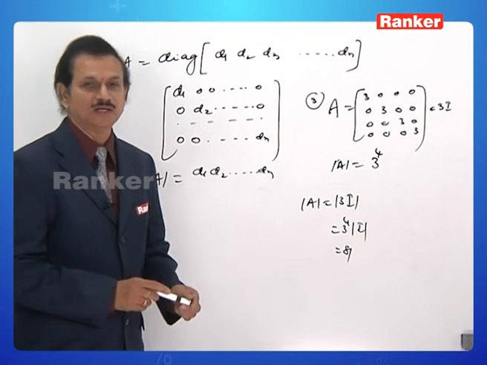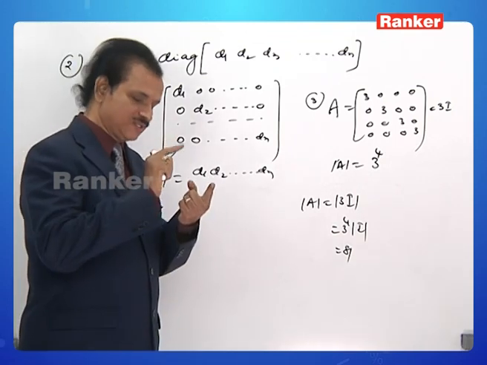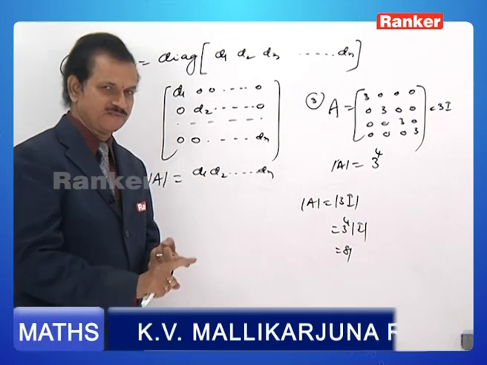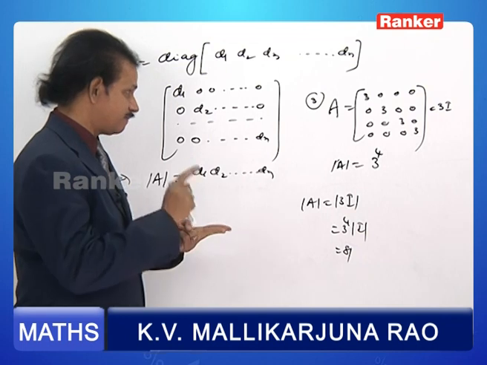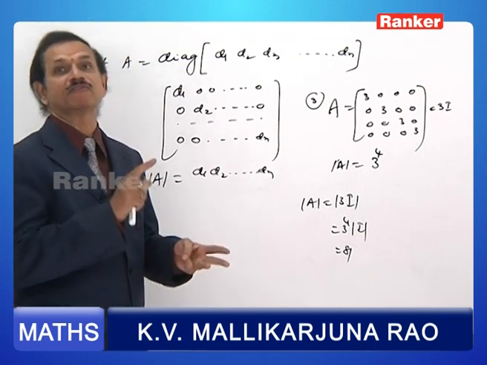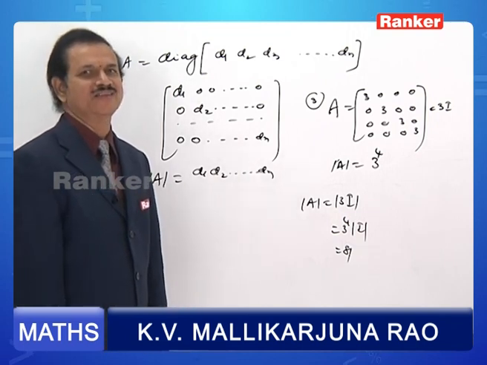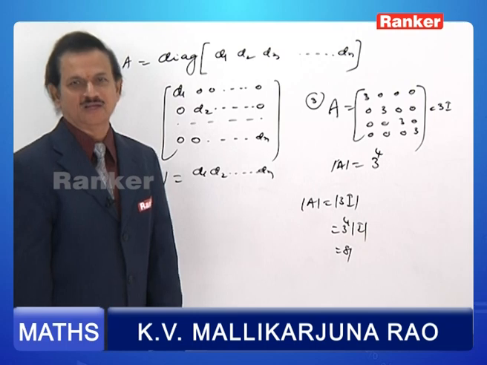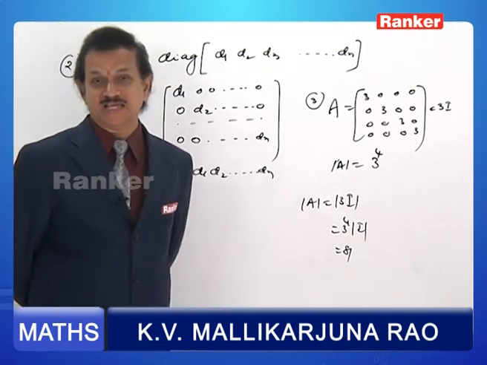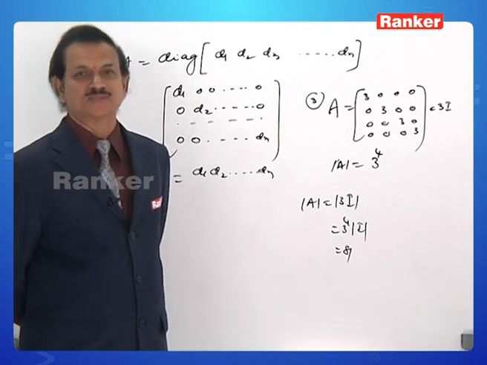So we have noticed that the determinant of a diagonal matrix is the product of diagonal elements. Determinant of a scalar matrix is the product of diagonal elements. Determinant of a unit matrix is 1, of course. Product of diagonal elements is 1 in the case of a unit matrix, you see. Yes. And if A is an orthogonal matrix, then det A is equal to plus or minus 1.